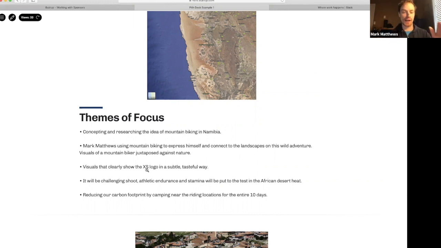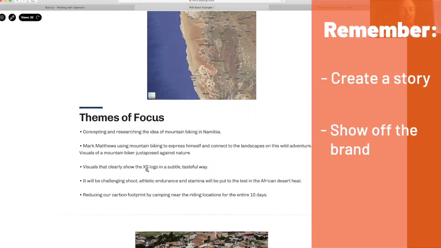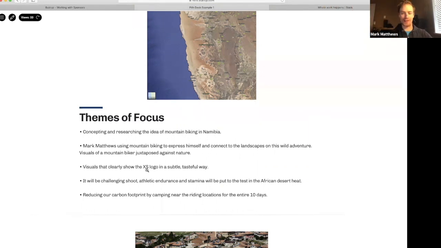And then this was for Excess Energy, so clearly showing the logo. Always show companies that you're gonna promote them and show them off in their branding that you're doing. It'll be a challenging shoot, so we want to show the athletic endurance of it in the desert, show the intensity of this region we're going to. We really want to bring that out in this project.